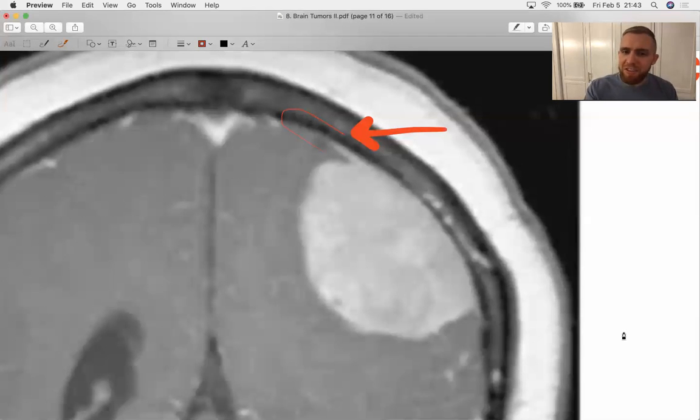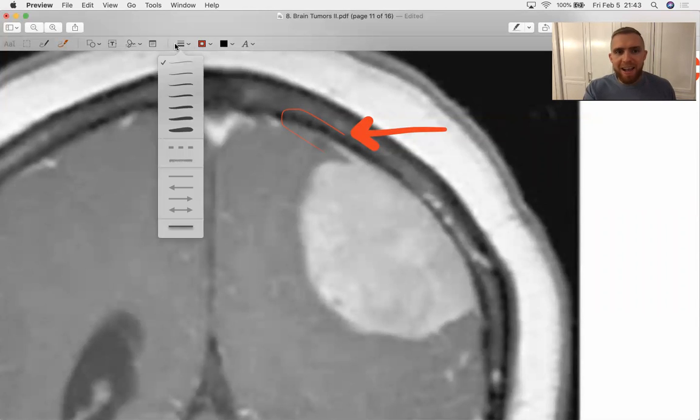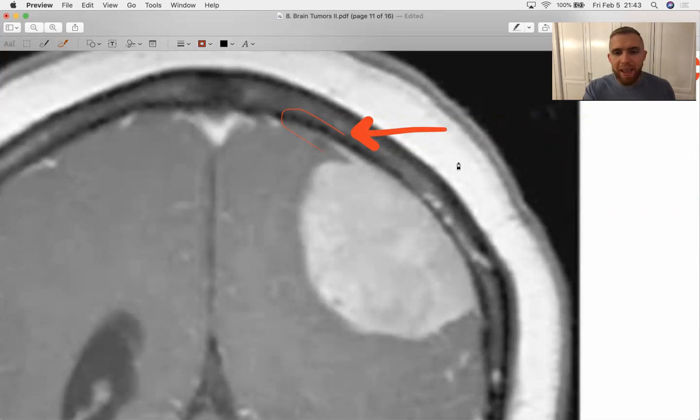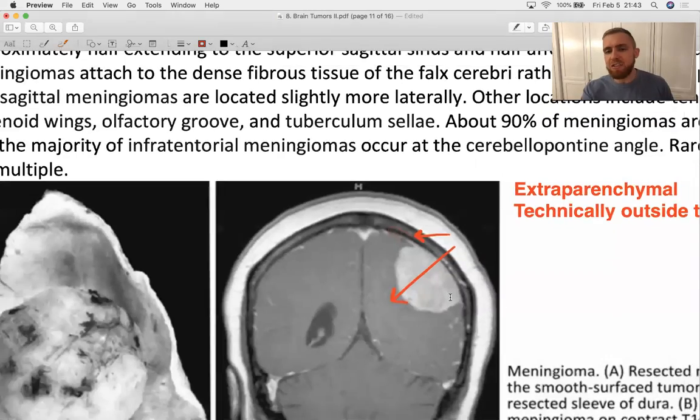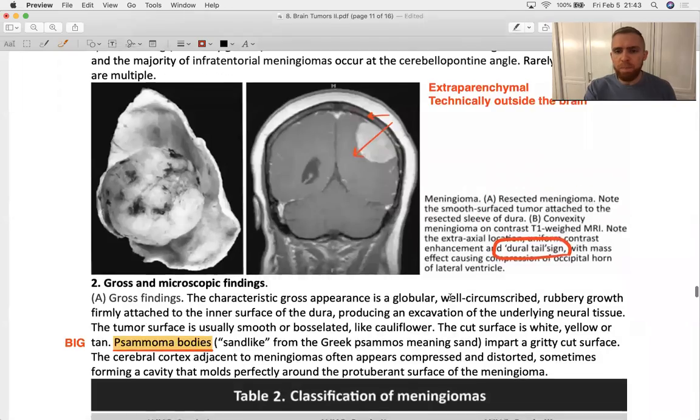And what that means is that this tumor is of dural origin. It's not from the brain. It's not of the parenchyma of the brain. It's from outside the brain. And technically, it is growing into the brain from the outside. So that's the meningioma in a nutshell.